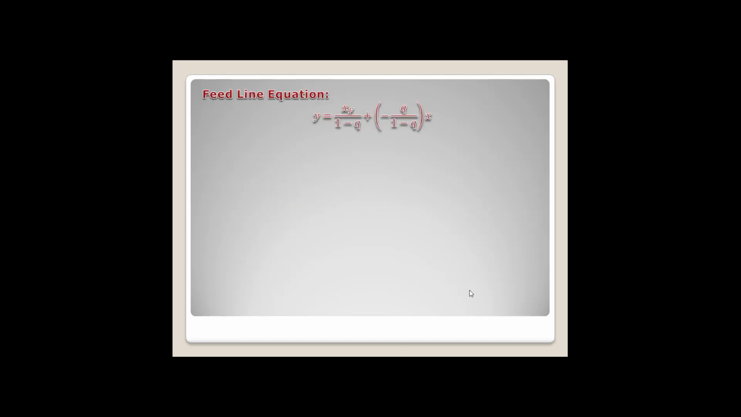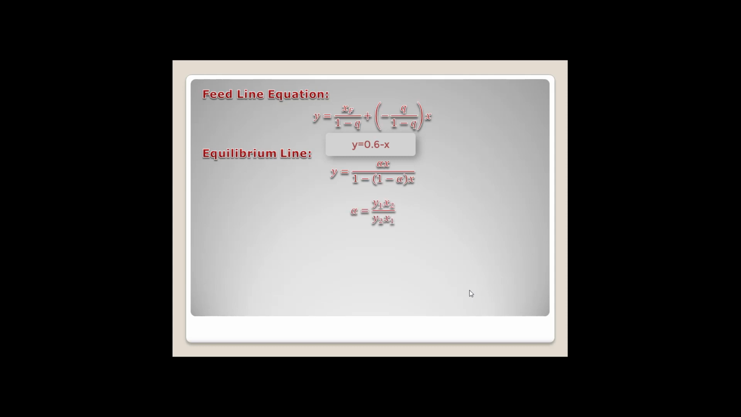Using the feed line equation and substituting the necessary values, this can be simplified as y is equal to 0.6 minus x. We need to find the minimum reflux ratio. To do that, we must know where the feed line intercepts with the equilibrium line. The equilibrium line is given by the equation in terms of alpha.